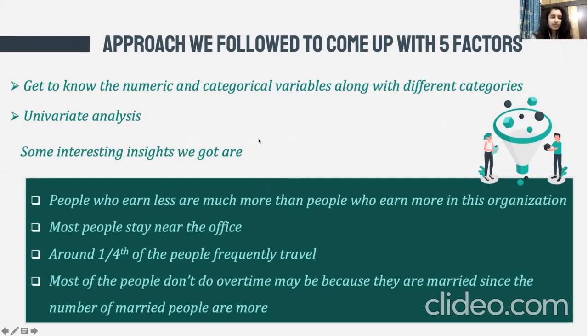Some of the interesting findings from our univariate analysis are these. For example, people who earn less are many more than people who earn more in this organization. There are very few people that earn more. Most of the people stay near the office, and around a quarter of the people frequently travel. Most of the people don't do overtime in this company, maybe because they are married, because we found that the number of married people is higher in this data set.